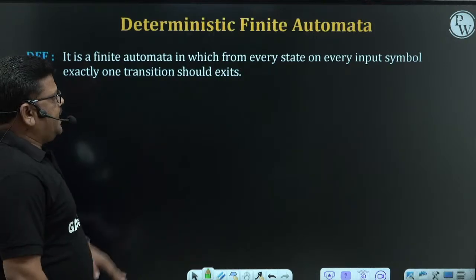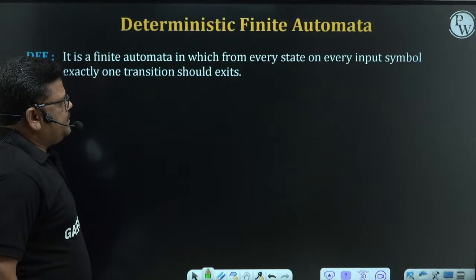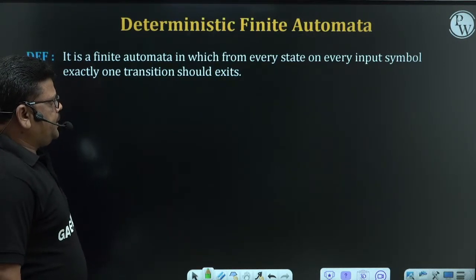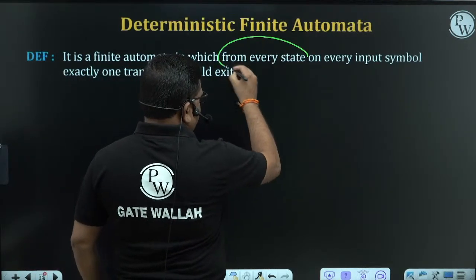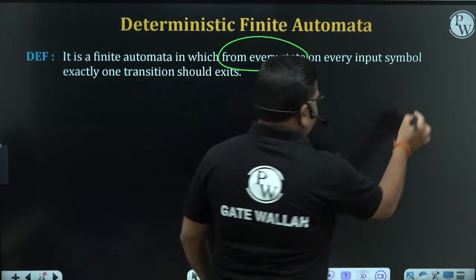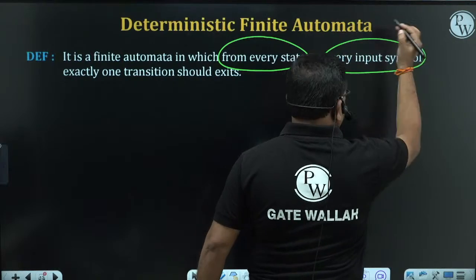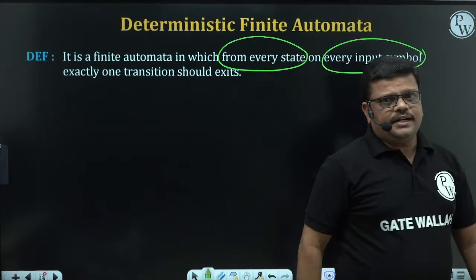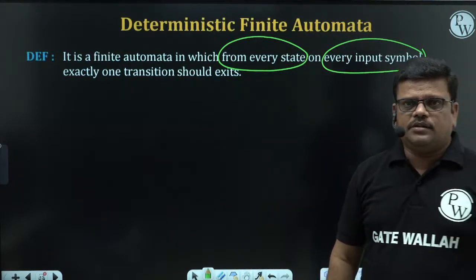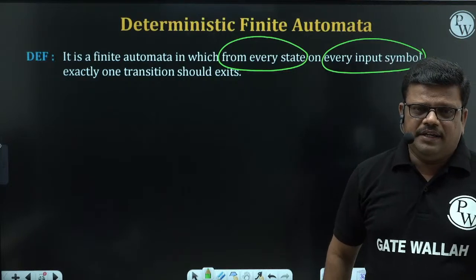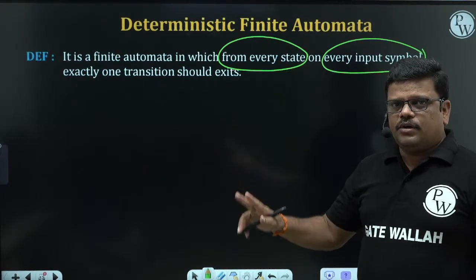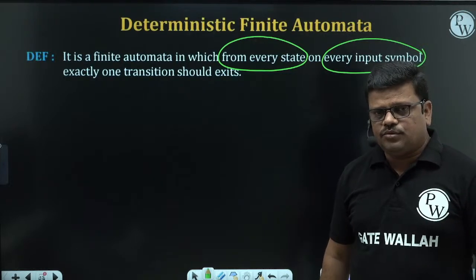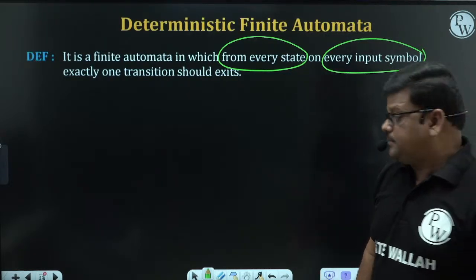DFA. As per the definition, DFA is nothing but a finite automata in which from every state, on every input symbol, exactly one transition exists. In any finite automata, for every state and every symbol, if exactly one transition exists, that automata is known as deterministic finite automata.